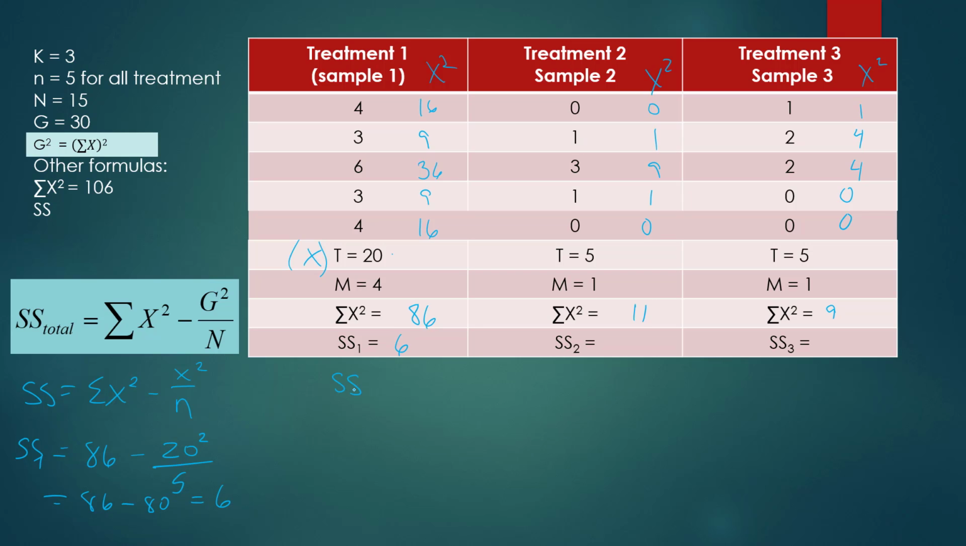So our sum of squared deviations for sample 2 is, again, we're going to take our X squared, which is 11, minus our T squared over n.